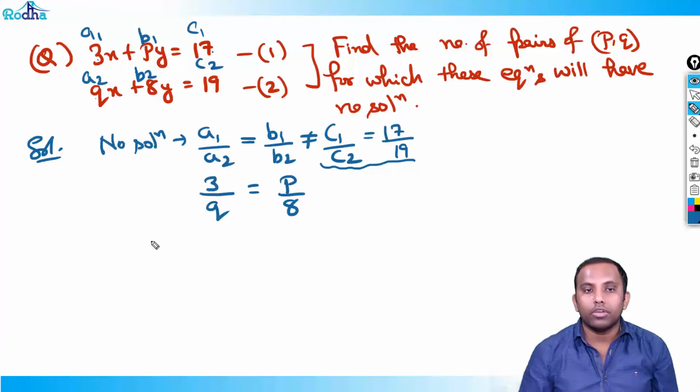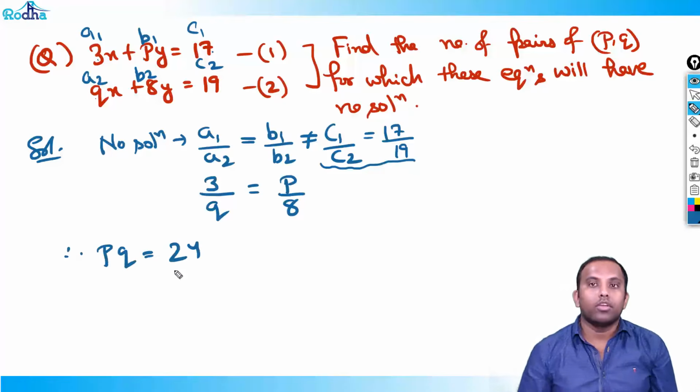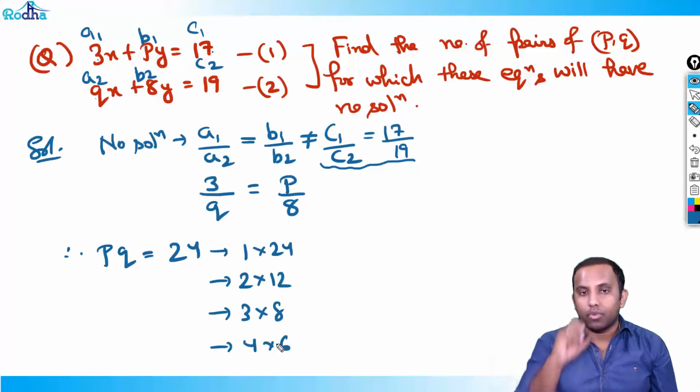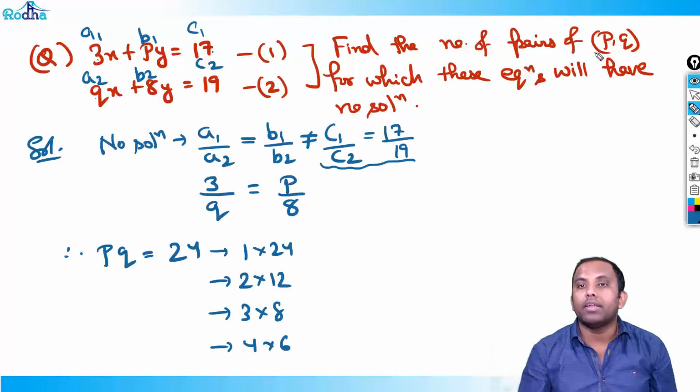So how many solutions did we get here? We got p into q as 24. So 24 means how many solutions? 1 into 24, 2 into 12, 3 into 8, and 4 into 6. Now, since we have been asked for pairs of p and q, the variables are given.